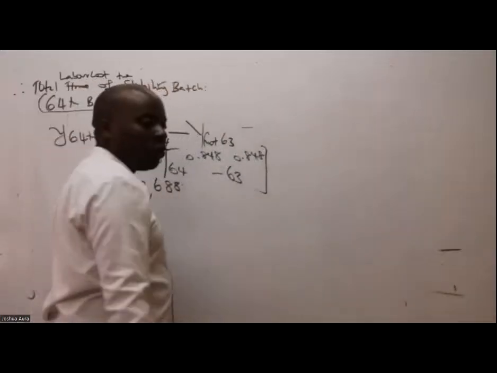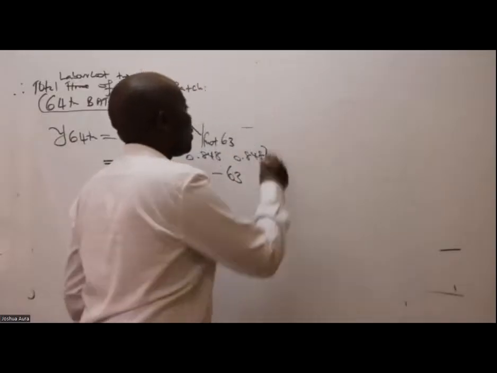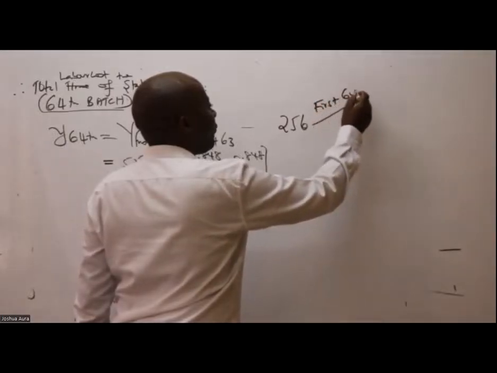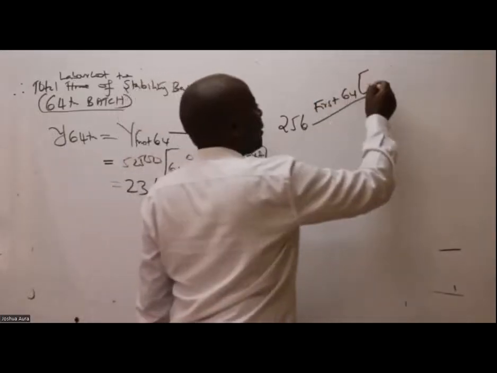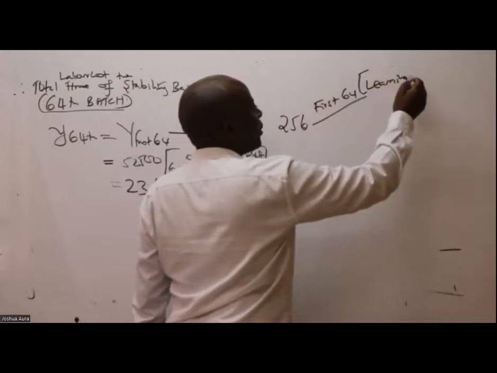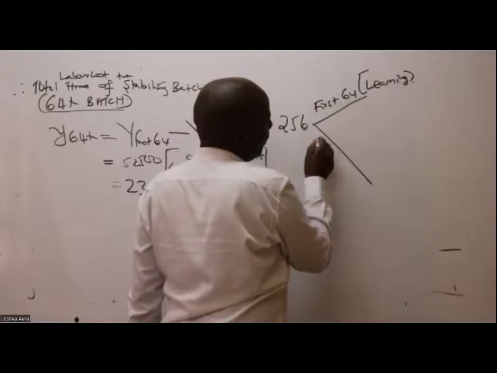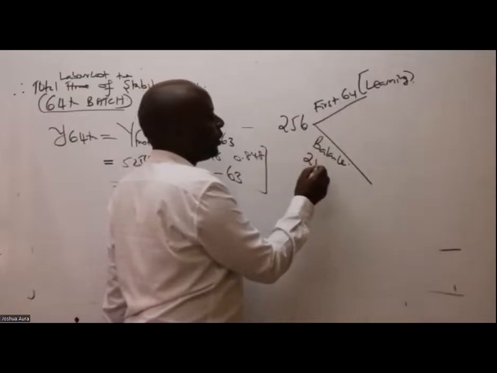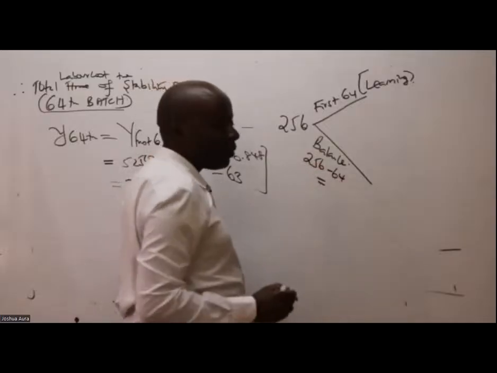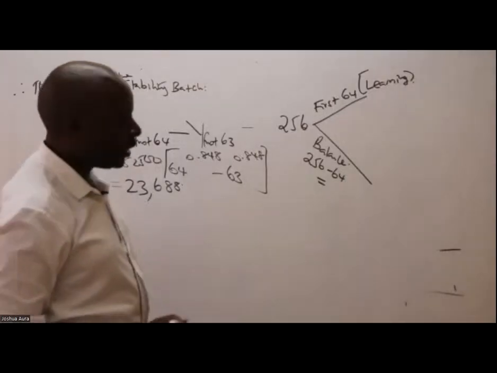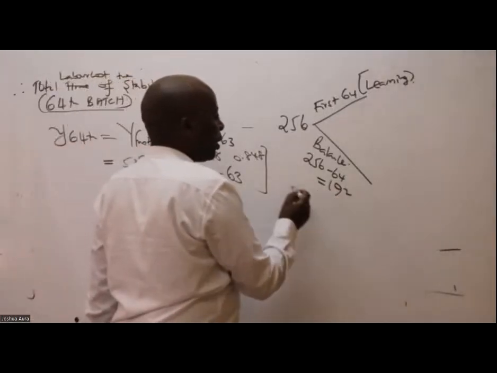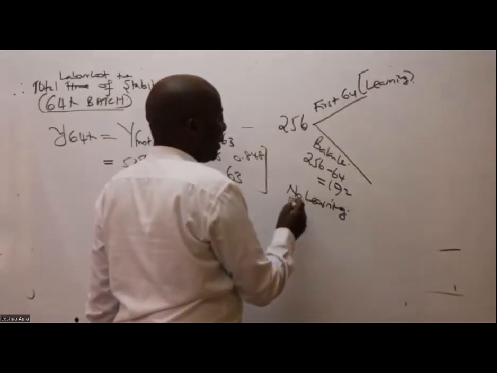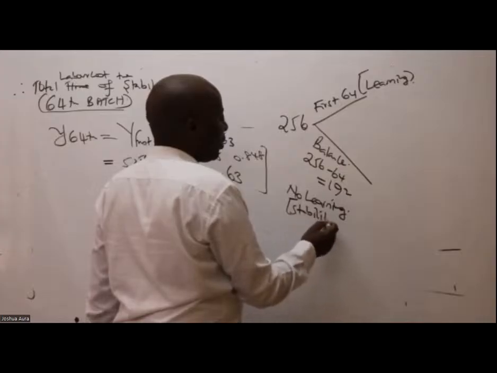Out of these 256 units, or batches, the first 64, we are going to have learning occurring. Here learning occurs, right? And then the balance will be 256 minus 64. So balance of how many batches? Balance of 192 batches. So 192 batches, no learning. And if there is no learning, then automatically we stabilize. Stability to be used.